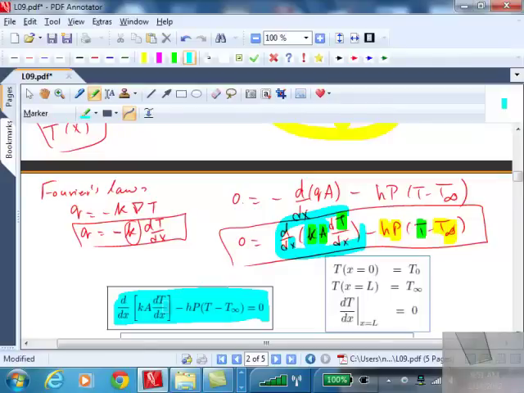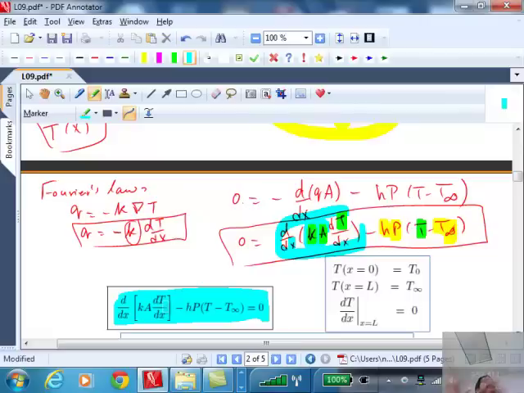How many conditions do you need? When you integrate a second order equation, how many integration constants are you going to have? A second order equation will have two integration constants, right? A third order equation will have three integration constants, etc. So you need to find those integration constants from boundary conditions. Okay, so we need to come up with a set of boundary conditions.